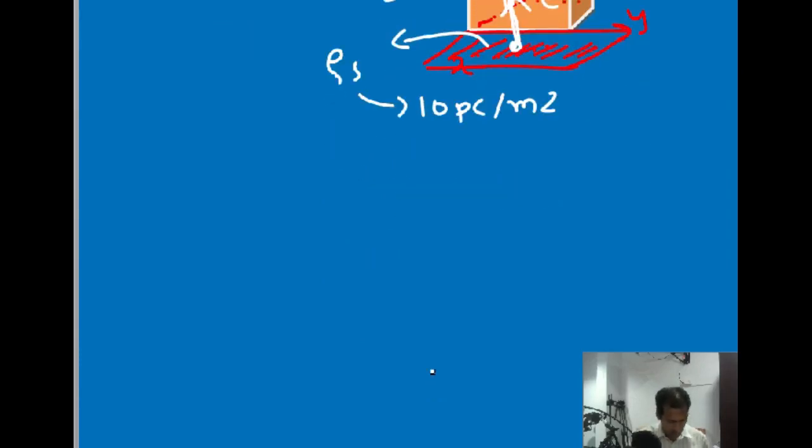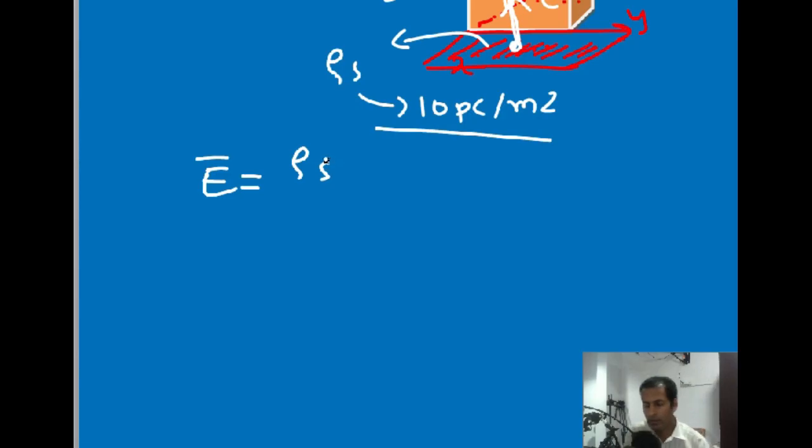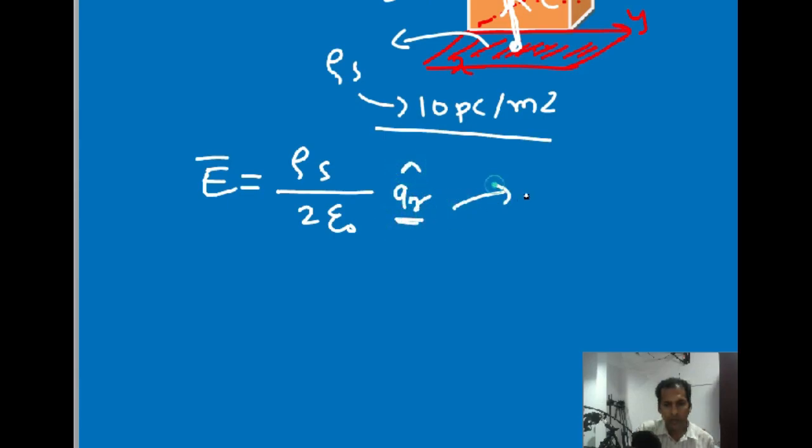So we will first note down the given data. Given data is, here we have rho s is given. Then formula for surface charge density we have to remember. Now in place of rho l, we will have rho s. So it will be rho s by 2 epsilon naught a r cap. Now in this case, direction of electric field intensity is in z direction. So we can take az cap. So this is the formula.